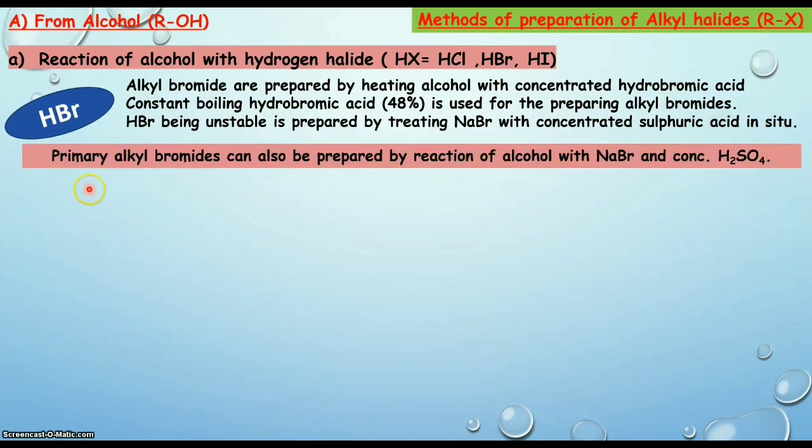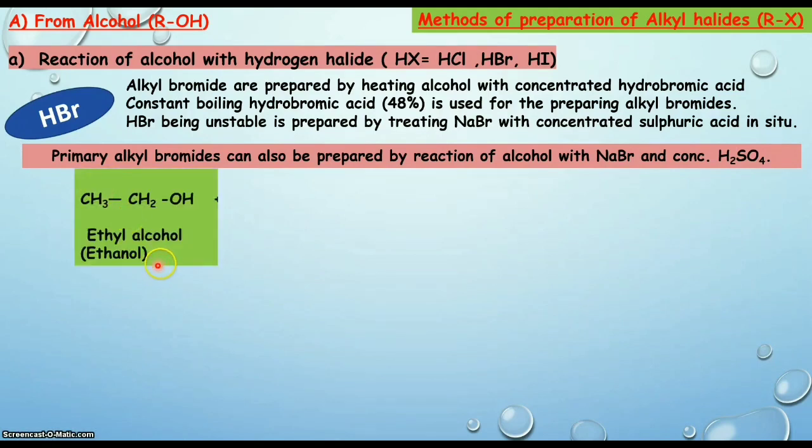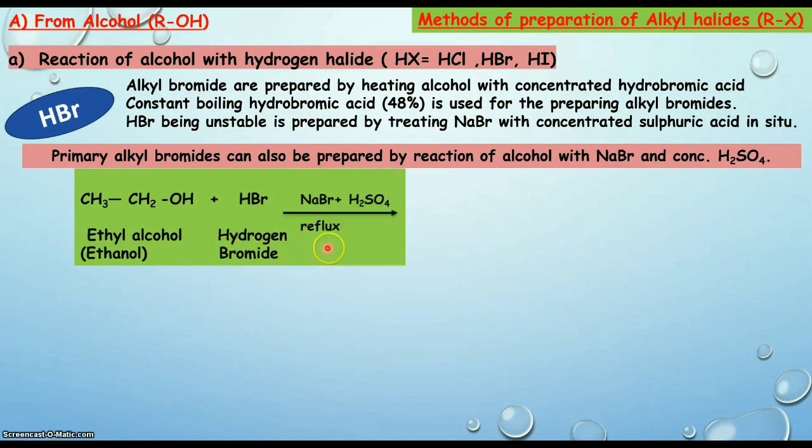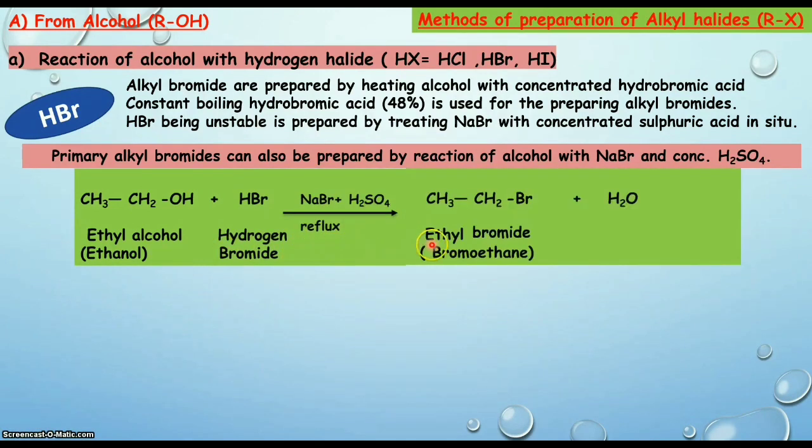Let us discuss the reaction of primary alcohol and HBr. Here the primary alcohol is ethyl alcohol. This ethyl alcohol on reaction with NaBr and concentrated H2SO4 results in the formation of ethyl bromide. As HBr is unstable, it is prepared by treating NaBr and concentrated H2SO4 in situ, that is during the reaction itself.